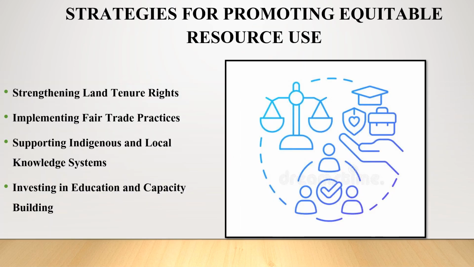So the first strategy is strengthening land tenure rights. Land tenure determines who can use land and for how long and under what conditions. Such tenure agreements help officials and laws to maintain or regulate land tenure properly and stop the exploitation of land. The second one is implementing fair trade practices. Means the trade practices which are being followed should be fair. No exploitation of resources should be there, and not only a single person should get the benefit from that kind of practice.